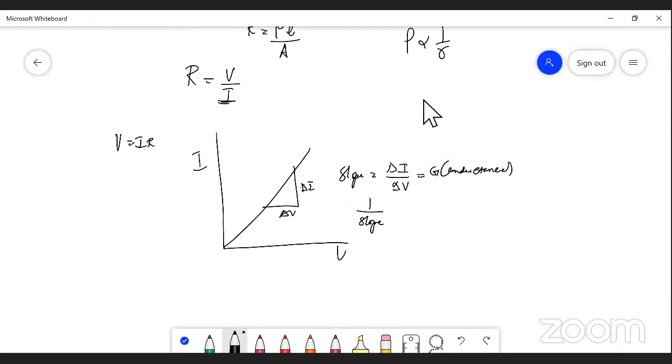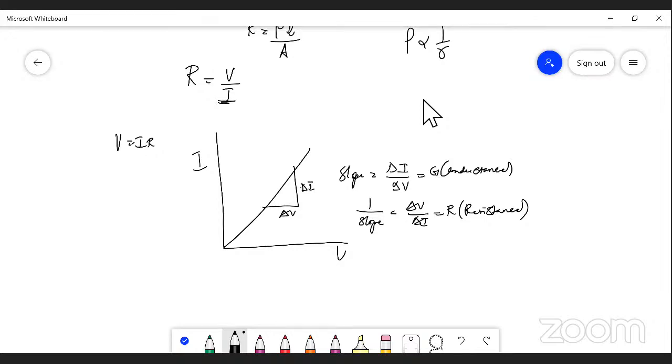Conductance. The reciprocal of slope gives you resistance. Delta V divided by delta I will give you the resistance. This is an important question which you should know. The slope of a VI curve in Ohm's law gives you conductance, not resistance directly. When you take the reciprocal of slope, you will get the value of resistance.